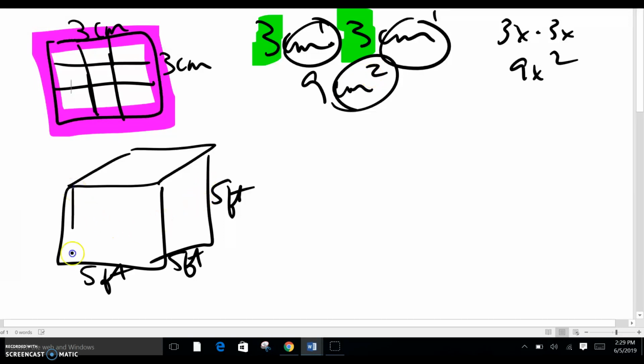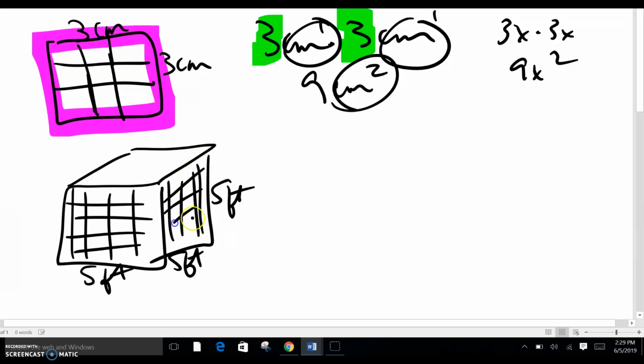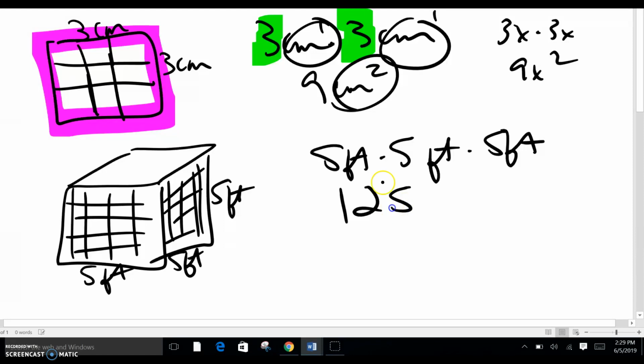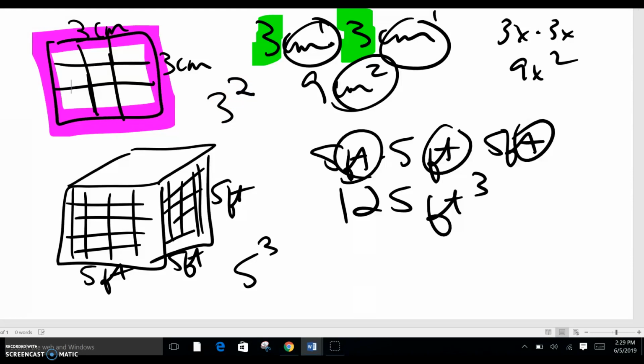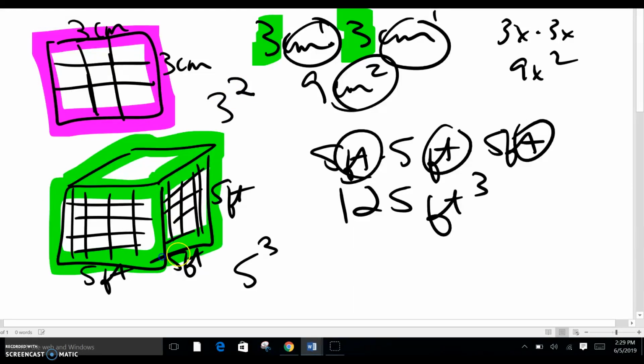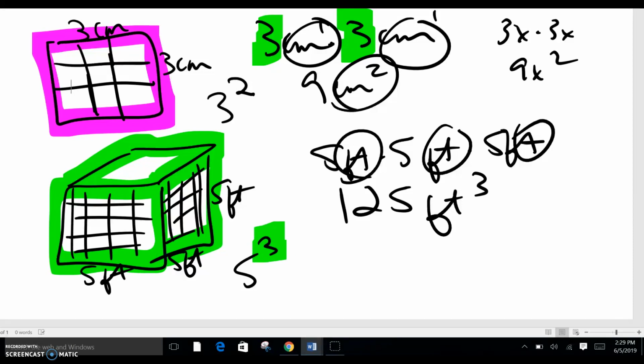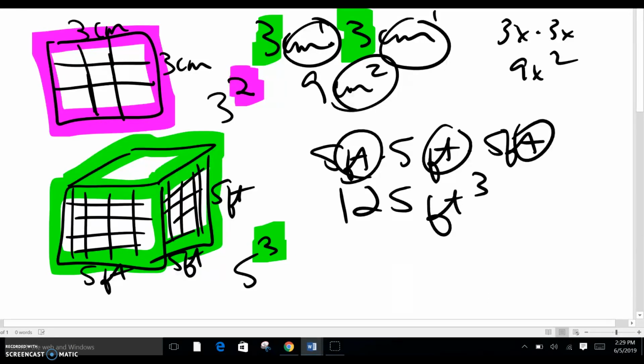Down here, again, I'm not super good at drawing, but you can kind of get the idea. If I take 5 feet times 5 feet times 5 feet, I get 125. But my unit becomes feet cubed or cubic feet. So the reason we sometimes call this 5 cubed is because it makes a cube shape. And this guy is 3 squared because it makes a square shape. Because this makes a cube, notice, 3-dimensional, and this makes a square, which is 2-dimensional, that's why we call that 3 squared, and that's what we call that 5 cubed.